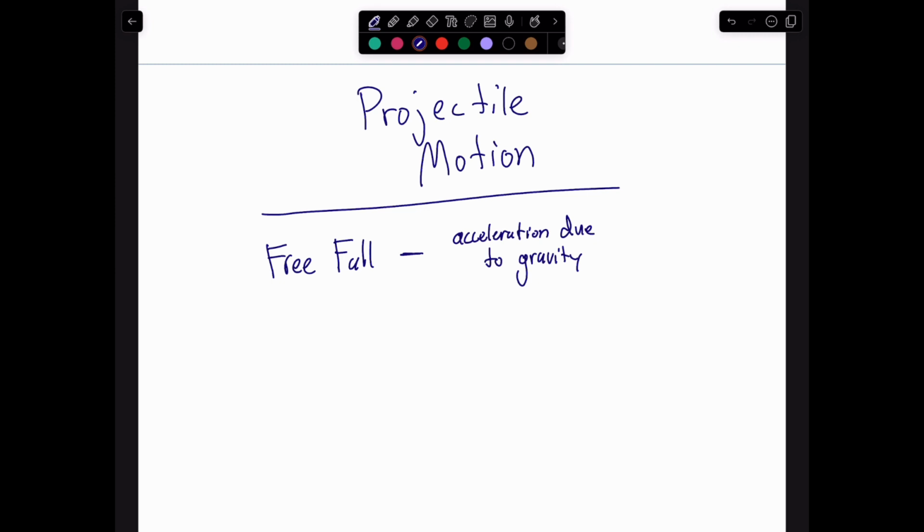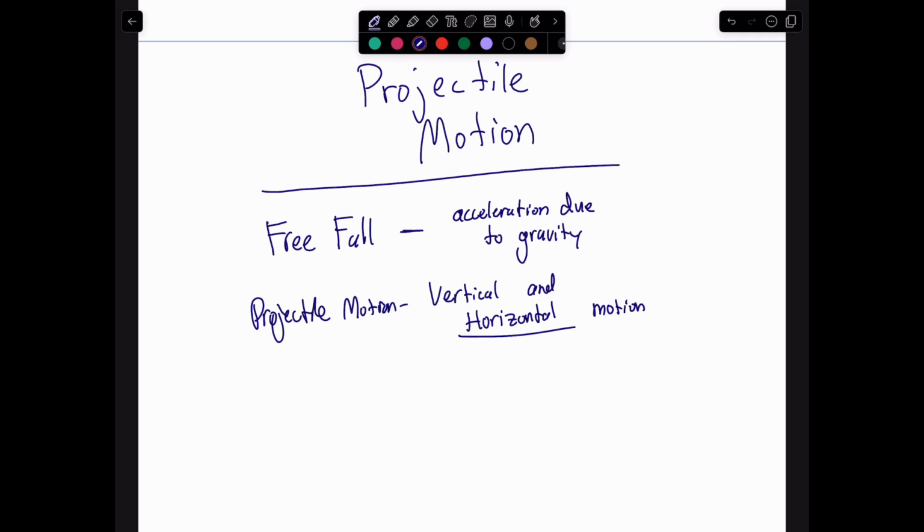With projectile motion, we'll be combining vertical and horizontal motion. So we're adding a whole new axis here. Let's say we've got a football player right here, and he throws a football up and to the right.